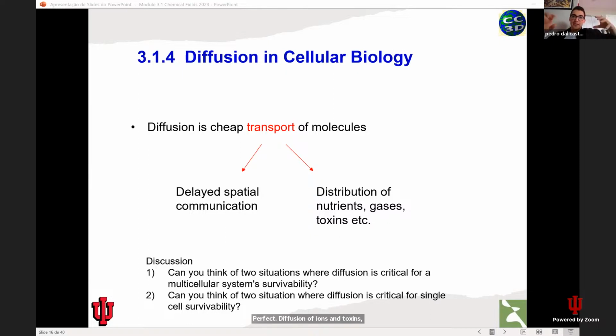So when a bacterium, for example, releases toxins to the environment, if these toxins stay around, the cell may die because it cannot access other nutrients around that are needed for its survival. So the fact that these toxins can spread through the medium is vital for the bacteria, right? And so on and so forth.